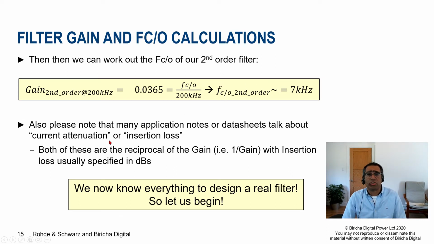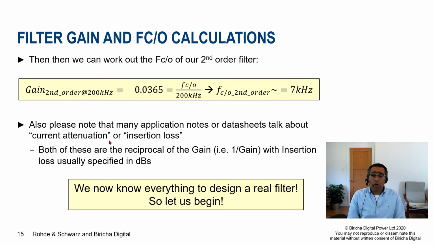Also, please note that in many application notes or data sheets or filter design books, they talk about current attenuation or insertion loss. These are just the reciprocal of gain, with insertion loss usually being specified in dBs. It's just a different way of representing almost the same number. So it all depends on whatever you're more comfortable using. If you're more comfortable using insertion loss, that is perfectly fine. For the purpose of this webinar, we're going to use gain of the filter because many electronic engineers have used gain all the time, and effectively that is what we're going to use in order to do our calculation.